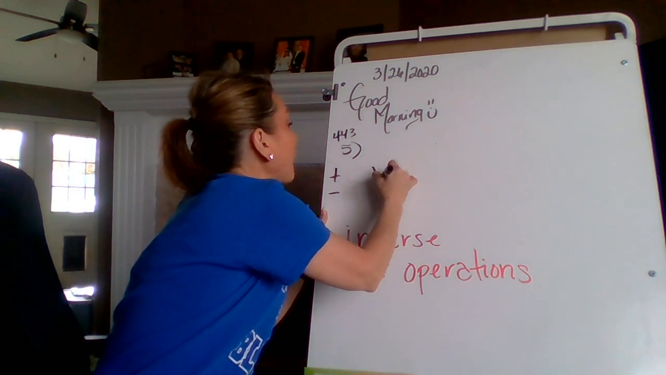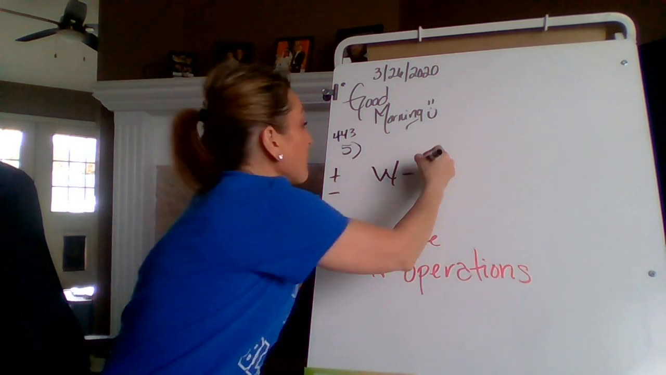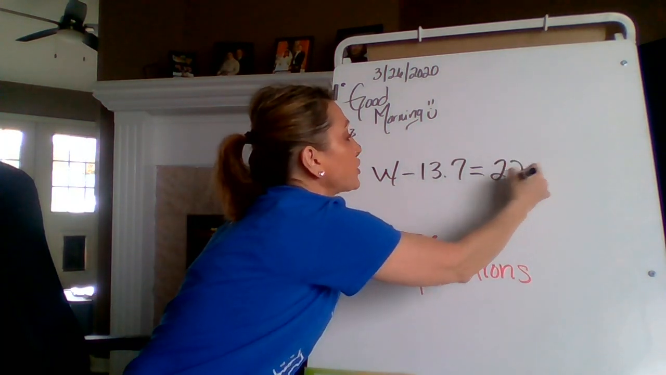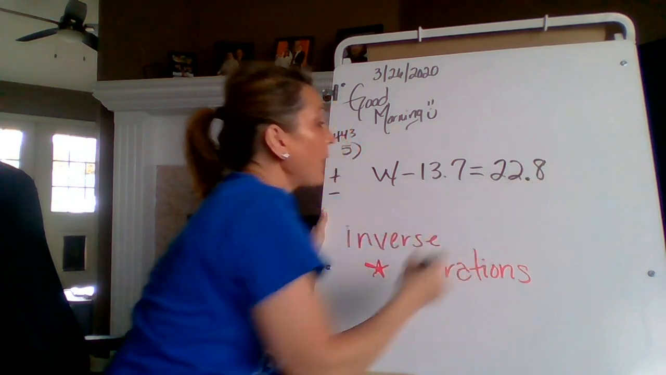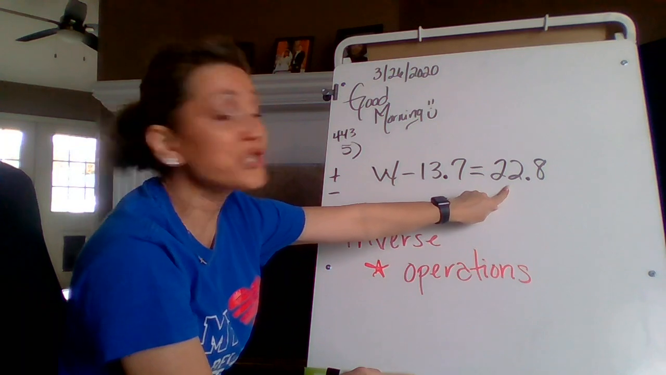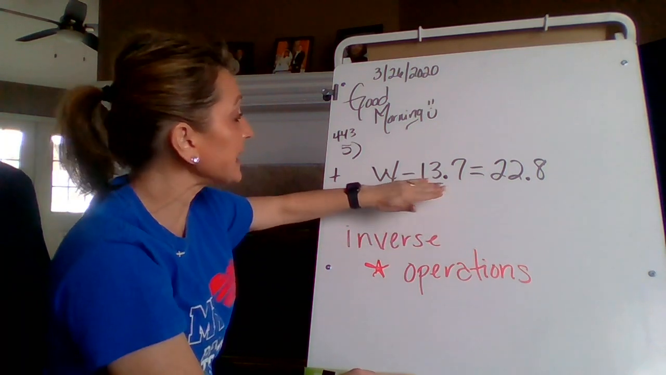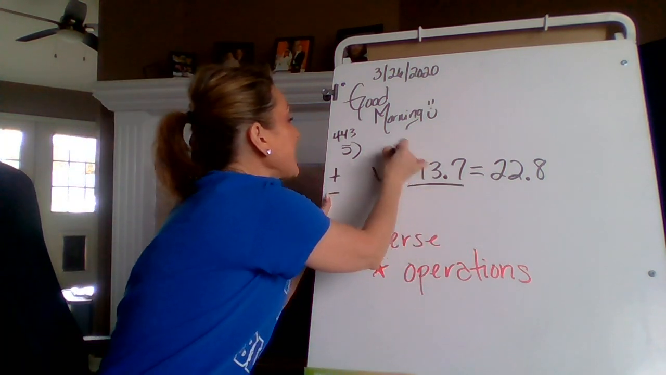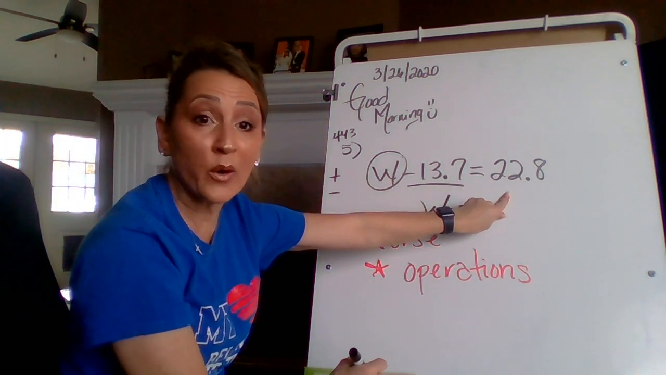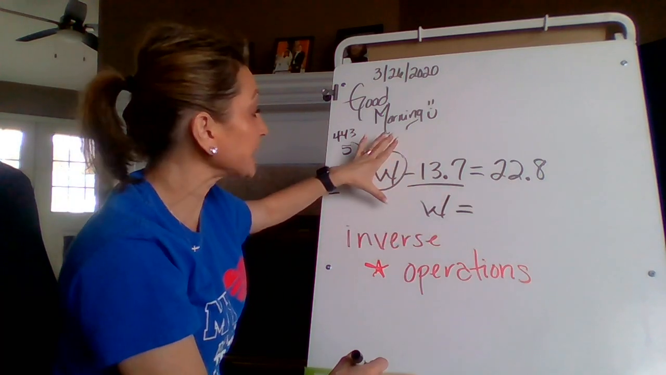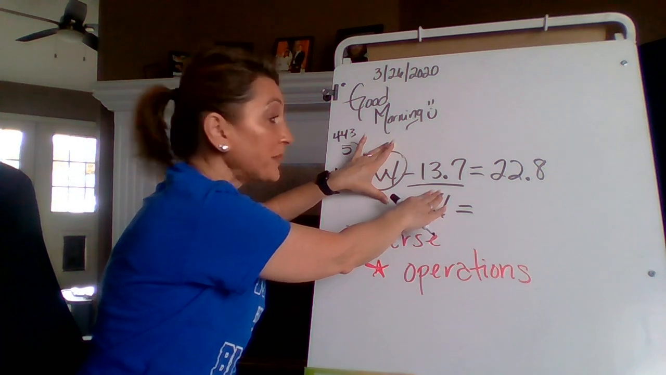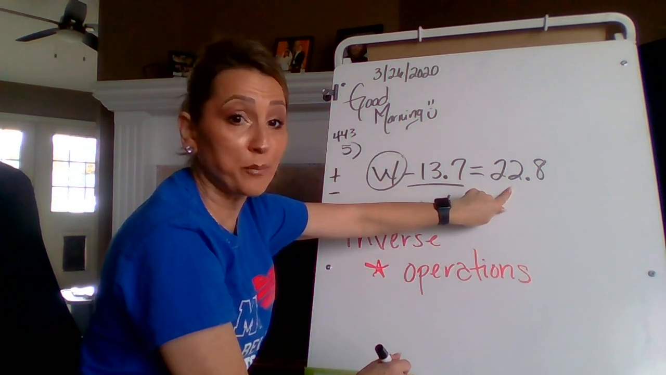And number 5 says that W minus 13.7 is equal to 22.8. Now, in this instance, the one thing I want to remind students is that if I have 22.8 over here and I subtracted something, that means that this W variable must be larger than the 22.8 because I had to have something larger over here that I was able to subtract something from to get me 22.8.